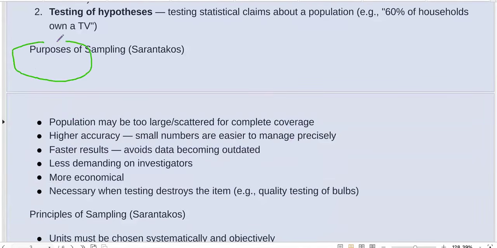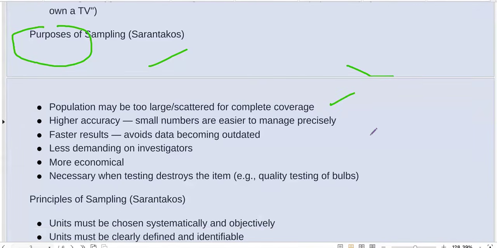The purpose of sampling was given by Serentakis. What did he say about the purpose of sampling? He said that the population may be too large or scattered for complete coverage. Too scattered, too much variability, like in our nation. The variability is way too much. For having higher accuracy, small numbers are easier to manage. You can manage them precisely. You can't manage the data of a 40 crore, 50 crore population.